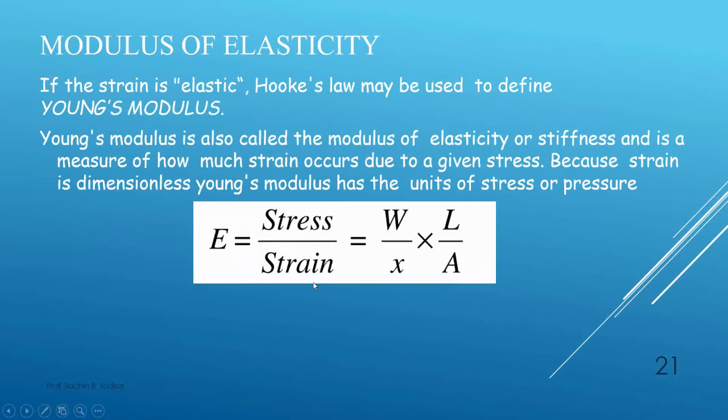And this is the modulus of elasticity, which we have just defined as stress upon strain. We know that stress is force per unit area, and strain is change in length per unit length. So it is PL by AX, or we are going to modify it. Young's modulus is called the modulus of elasticity or stiffness, and it is a measure of how much strain occurs due to a given stress. It indicates how much stress the material can bear at that particular loading condition.